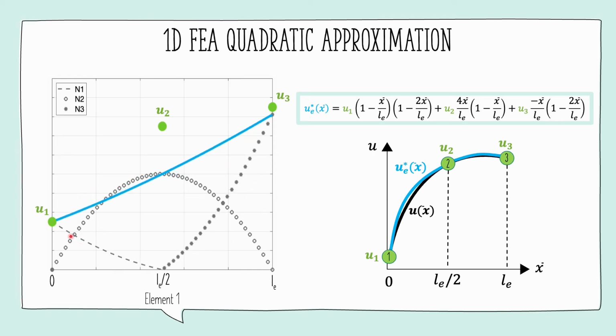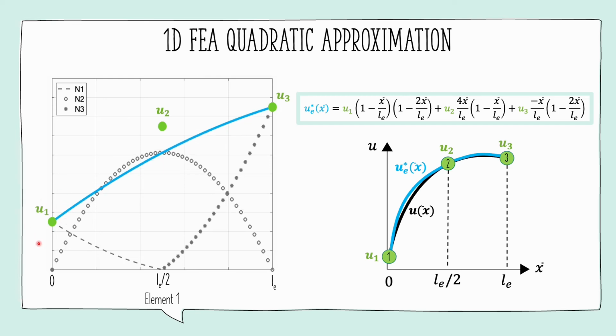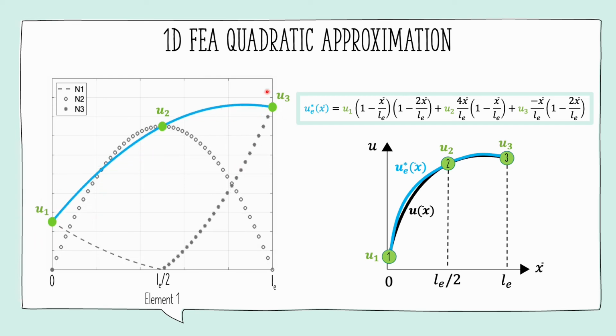So again, we want to scale each of our interpolation functions, and if we go ahead and do that, you'll notice that our first interpolation function ensures that we match our exact solution at node 1. Our third interpolation function ensures that we match our exact solution at node 3. And our second interpolation function ensures that we match our exact solution at node 2. And so this is how we are able to form our quadratic approximation over our element for our quadratic elements.